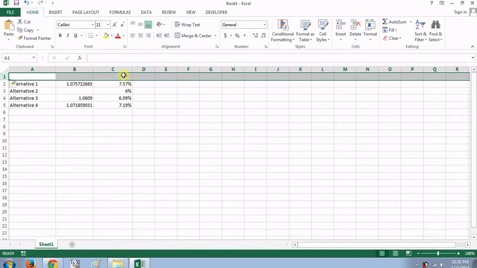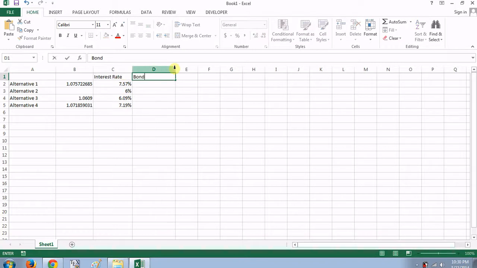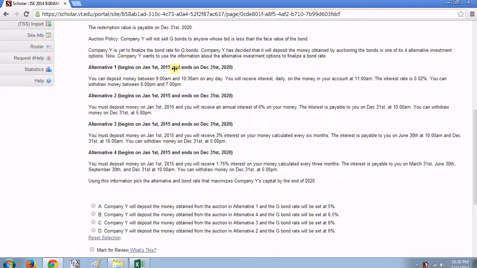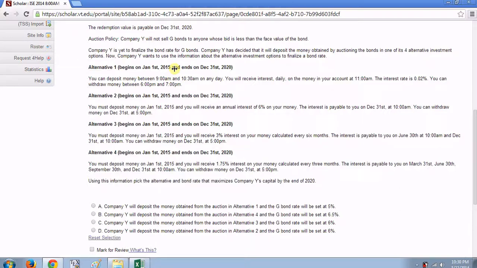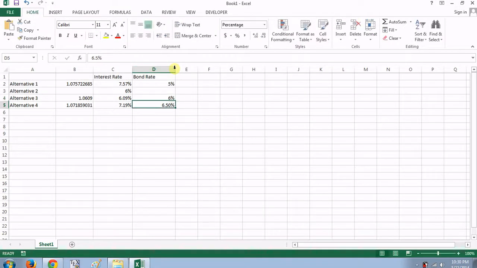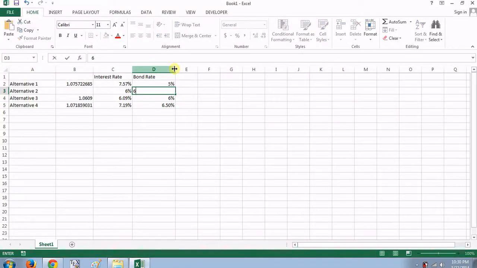Okay. This is interest. And bond rate. Let's just write that down. 5% bond rate. Alternative 4, that's what it's showing me, and 6.5%. Alternative 3 and 6%. And alternative 2 and 6%.